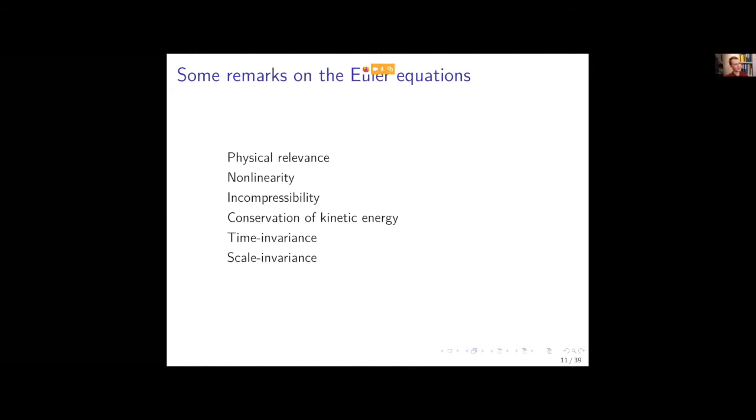So first of all, the physical relevance. As I said, the Euler equations describe the movement of fluids, especially water. And again, they can be generalized, for example, to Navier-Stokes, where you have a viscosity term, so you can look at other fluids as well. But they have a big physical relevance because they are at the core of hydrodynamics, right? They describe the movement of water.